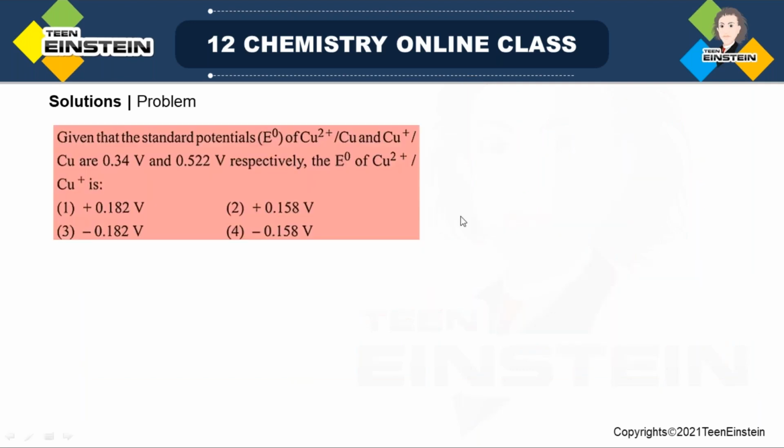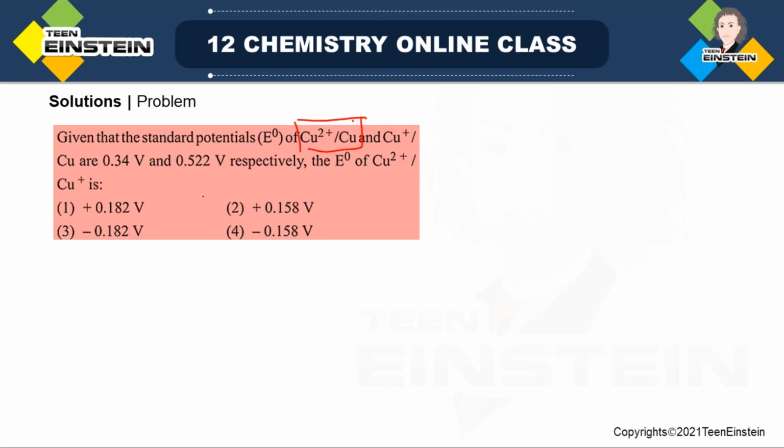So we'll finish this with this problem. Here you will be able to understand how you can use the previous formula, that is del G equal to minus nFE. Here the standard potential E naught values for two systems are given. One system is Cu2+ to Cu, another system is Cu+ to Cu.